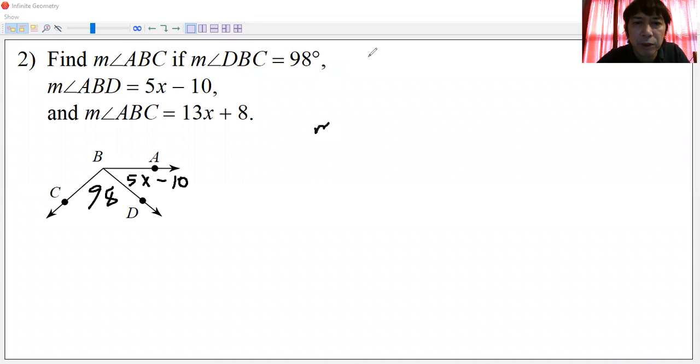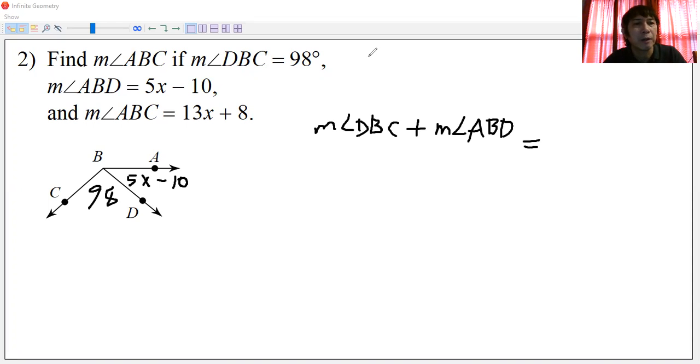Here's the equation. We have the measure of the angle DBC plus the measure of the angle ABD, and this will be equal to the total ABC. This is the measure of the angle there. Okay, so we have DBC angle plus the ABD angle is equal to the ABC angle.